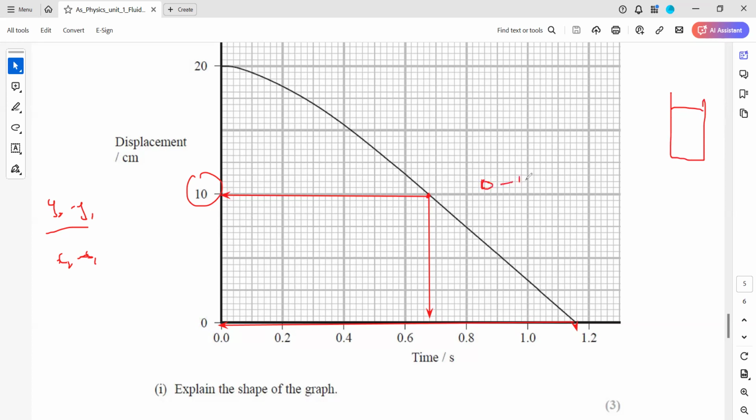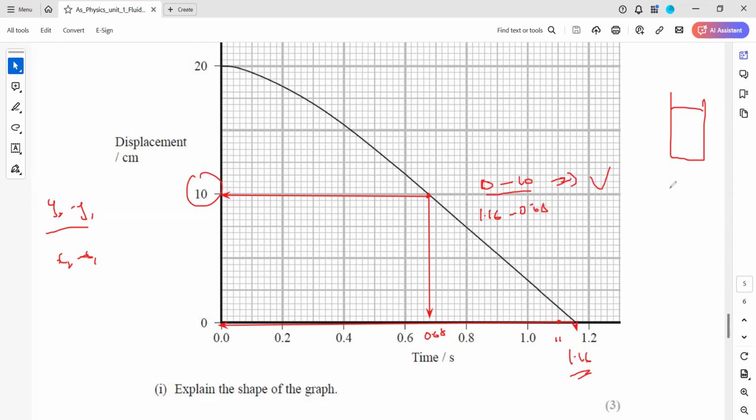So this will be 0 minus 10 divided by the time interval. Here 10 boxes equals 0.2, so each box is 0.02. So this is 0.68, and this is 1.16. So we just use the formula 1.16 minus 0.68. This will give us the velocity.